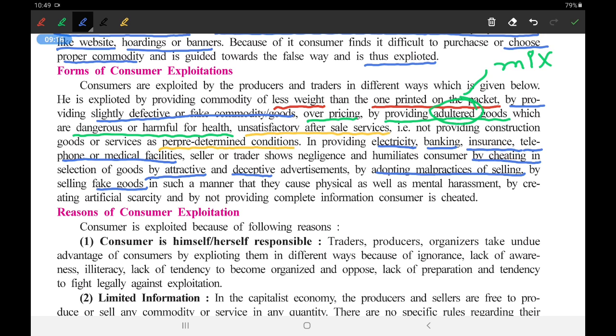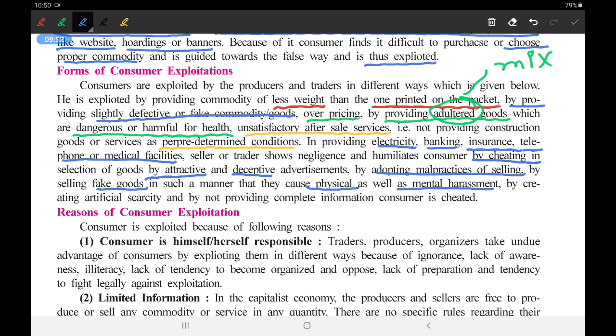Many times during online sales this happens, okay? There are many instances you might have heard in newspapers or on television that people have ordered a phone, but instead of a phone, even a stone, sometimes a soap bar, everything gets into the box instead of the phone. So this way they are cheating by selling, many times even fake products, in such a manner that they cause physical as well as mental harassment.